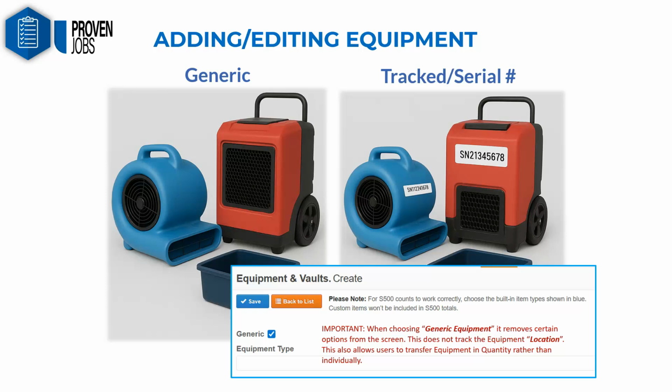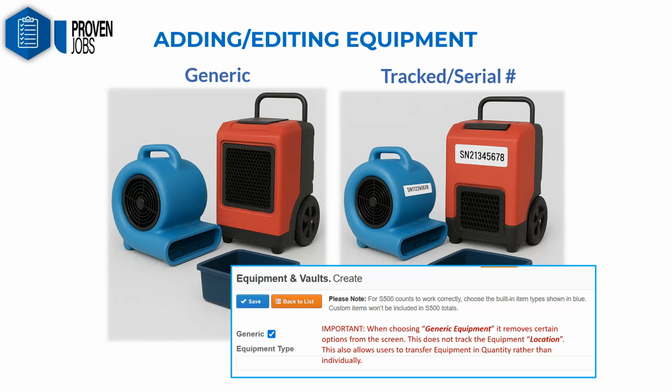Generic equipment is useful when the business wants to manage equipment by quantity. For example, I have a large loss and I may want to transfer 10 air movers at once instead of selecting 10 separate serialized records to my job site. The trade-off is that generic equipment does not track the individualized equipment location in the same way as serialized or barcoded equipment, and certain tracking options are removed.